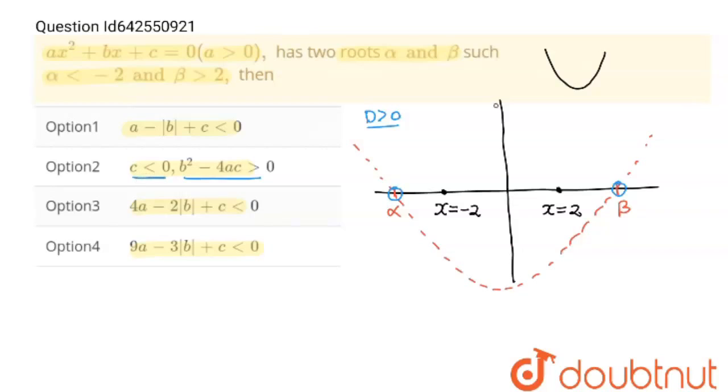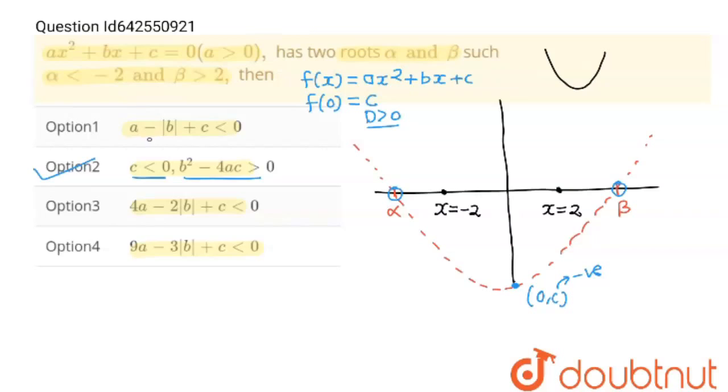How to find this? See, this is our y-axis. If you consider this quadratic as f(x) equals ax square plus bx plus c, and you find the value of f(0), then you will get the value of f(0) as c, and the f(0) point is over here. So see, this is the (0, c) point, and you can see this is on the y-axis, below the x-axis, so the y coordinate will be negative. So the value of c is less than 0. Option 2 is correct. Okay, now let's check other options.